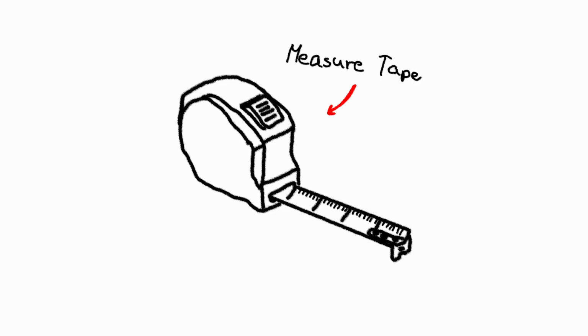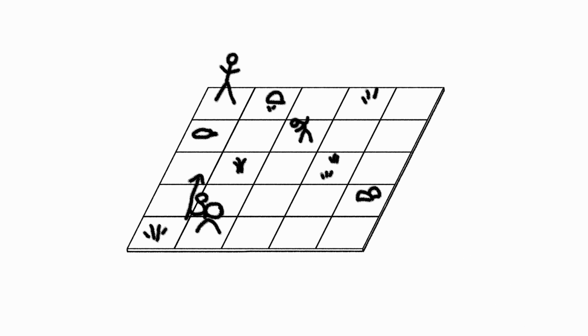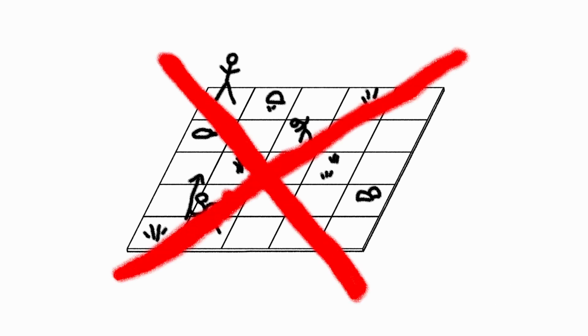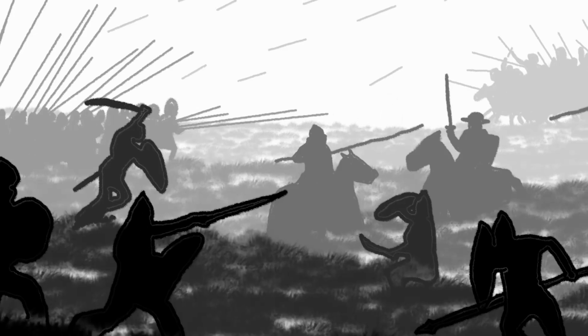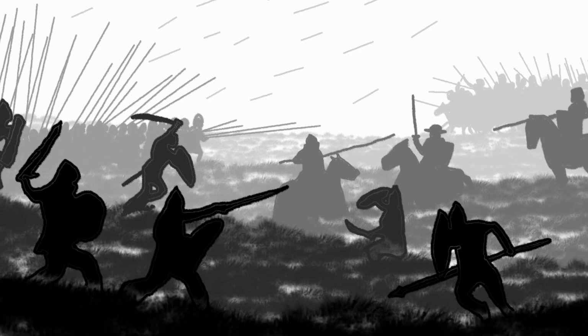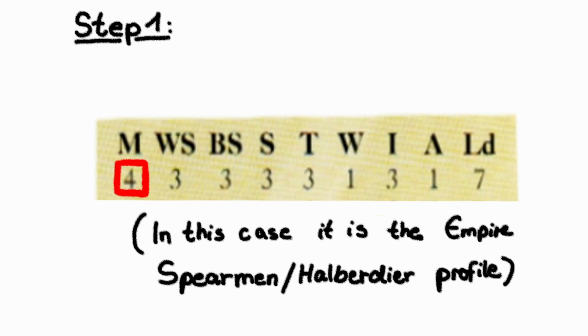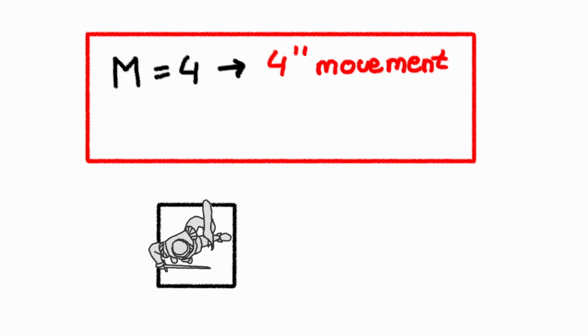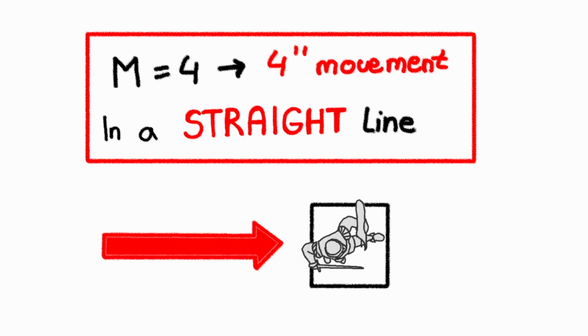Basics for movement. Like in most tabletop wargames, moving is done with a measure tape or ruler, and all distances are measured in inches. There are no set movement fields like in chess or other board games. No, this is a true battlefield. The first important step before we start moving a unit is looking at the movement stat in the profile of the unit you want to move. This is the base movement value the unit may move forward in a straight line.